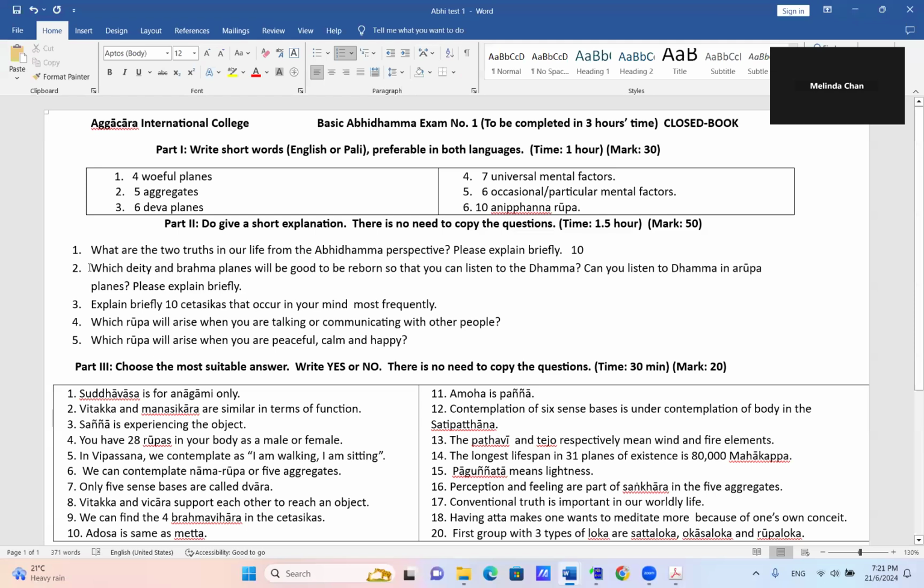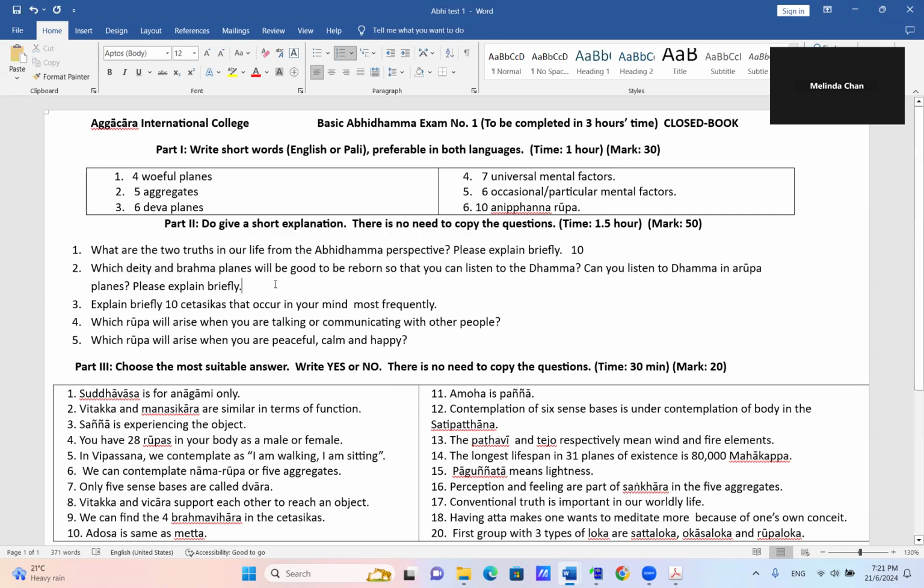So for question number 2, it's a little bit tricky. So it requires you to think. That's why remember I asked you to do the assignment about which word is better for you to go. Now the question is actually two. One is deity and Brahma. Some of you only give me the answer deity. This means that some of you write like Tawantisa or Tushita, but there is deity, right? You also need to write Brahma.